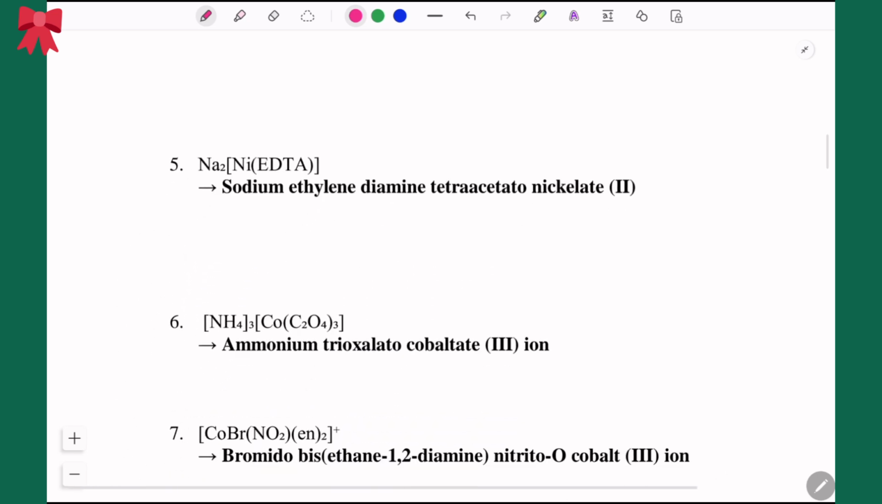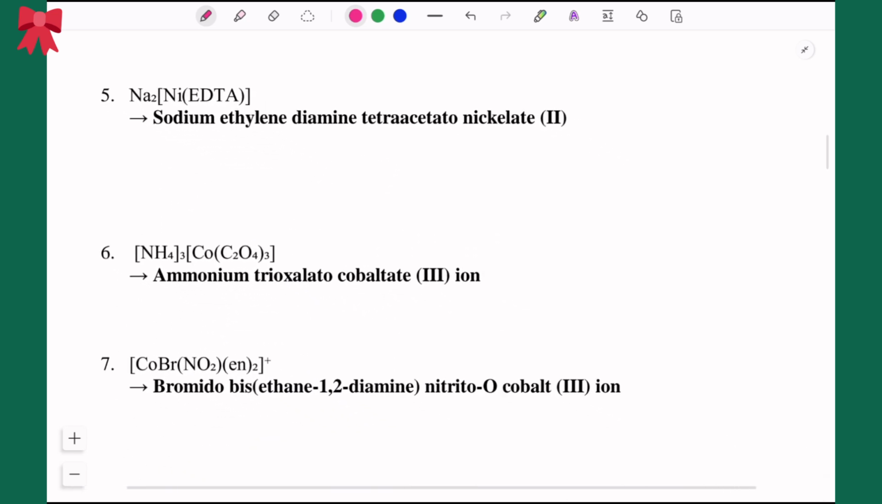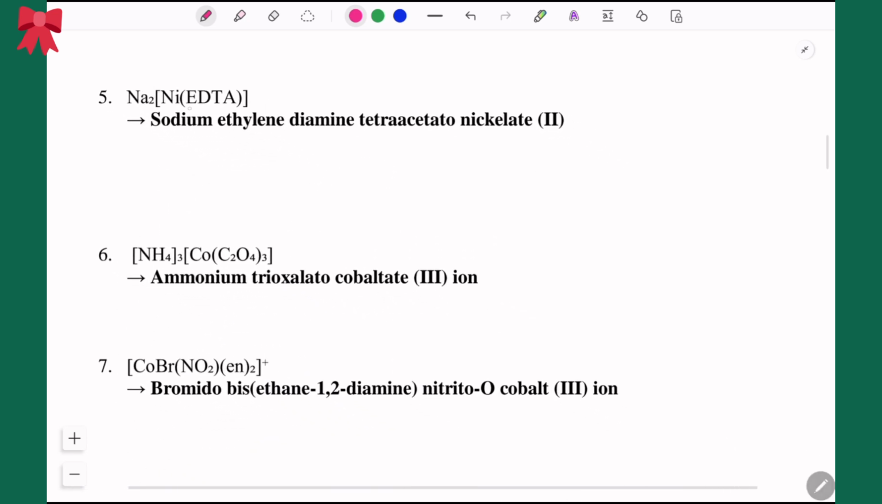The next one, now in this we have a very special ligand, that is a polydentate ligand EDTA, that is ethylenediaminetetraacetate, and we are naming it as ethylenediaminetetraacetato. We are writing it as acetato because it is in the negative part of the complex. It's not in the positive part, it's a part of a complex anion. So the name would be sodium. We are not writing disodium, so whatever is outside the square bracket, we need not indicate their number.